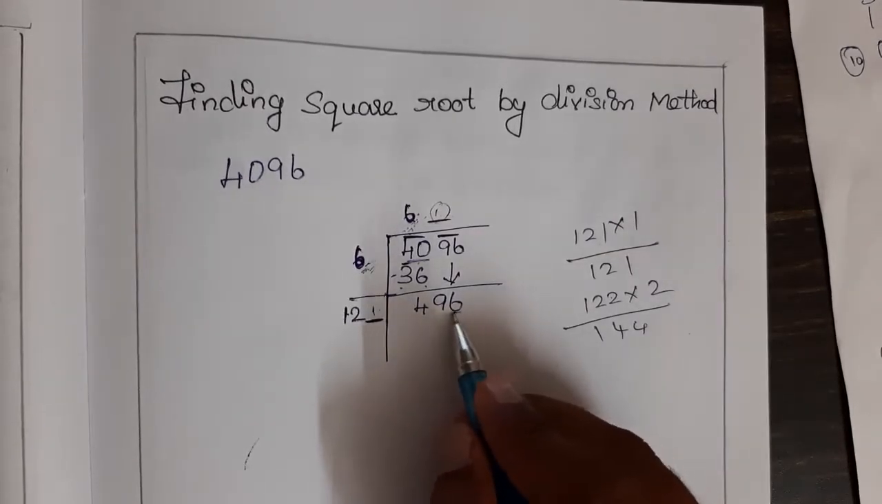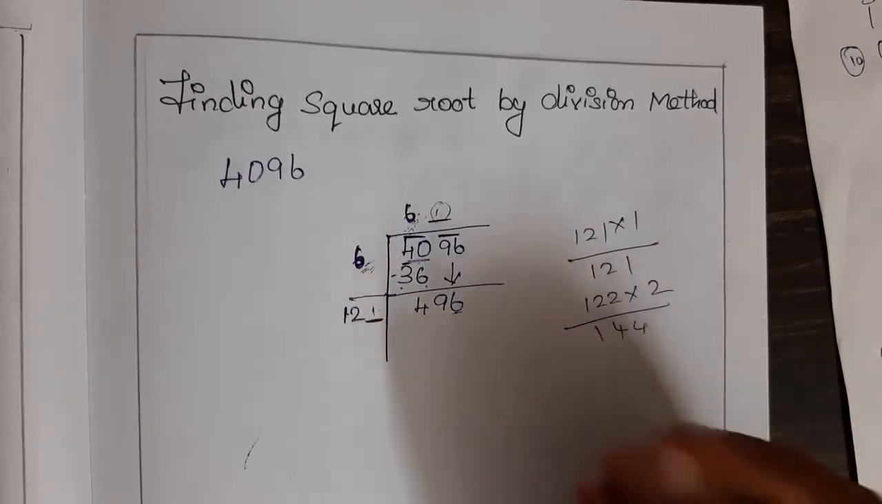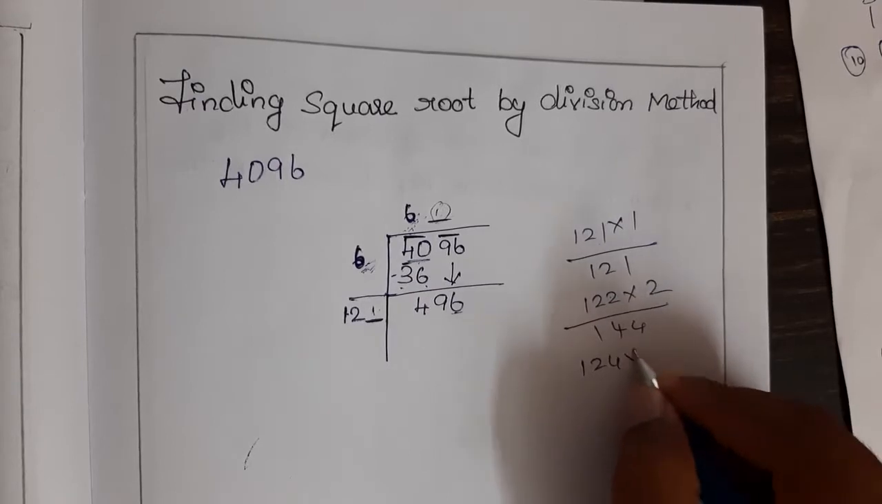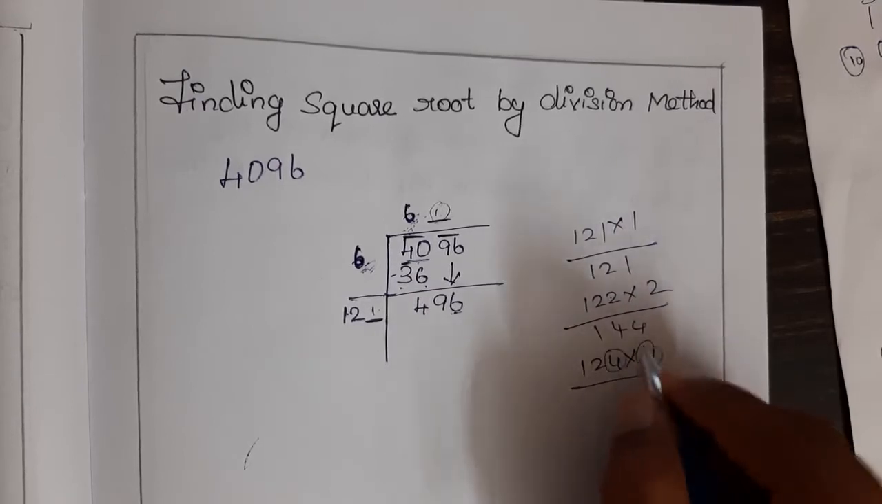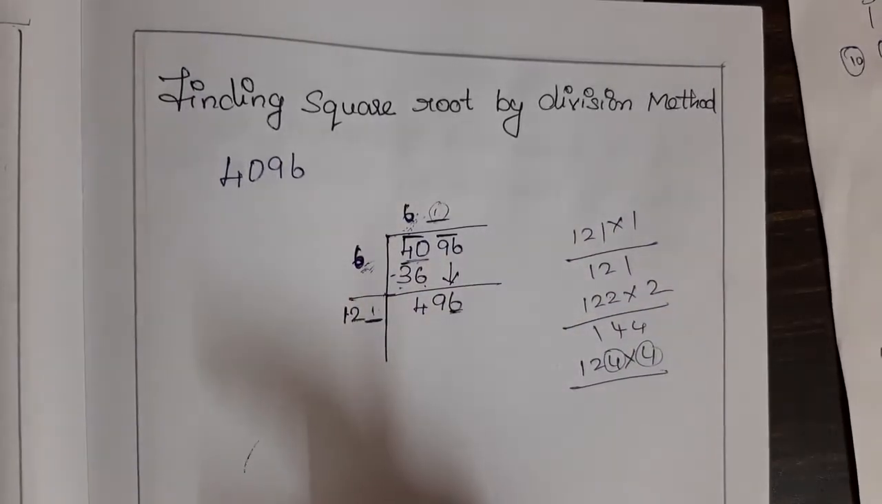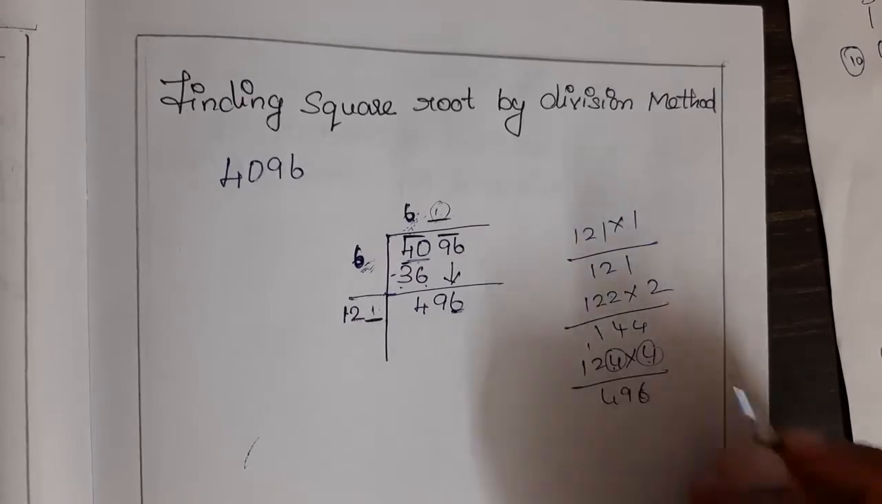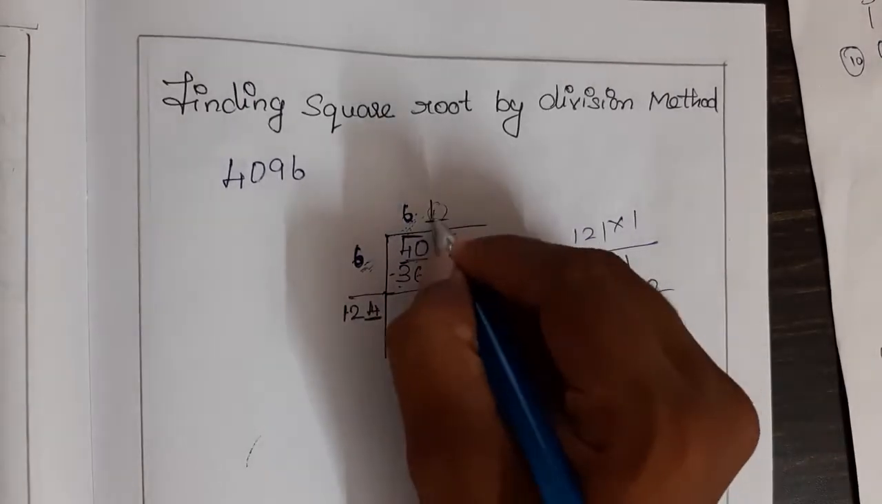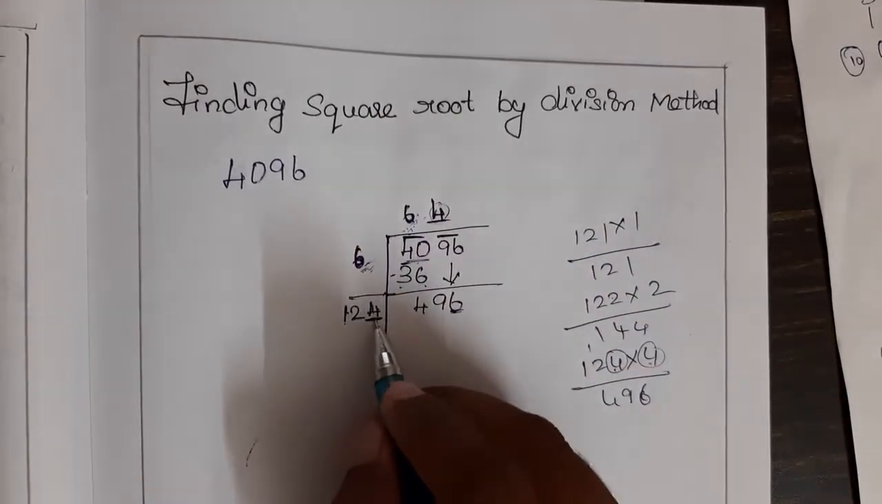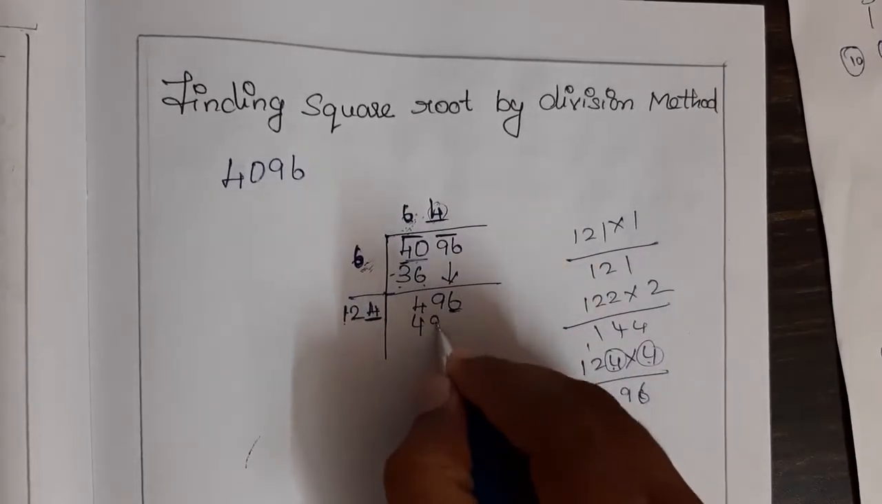I think here the digit is 4. So we can try with 4. We will get 124 into 4, right? Because 4 4s are 16. The ones place is 6. Remember the method we did in the first exercise. So 4 4s are 16, 4 2s are 8, plus 1 is 9, 4 1s are 4. So 496 we got, right? So both places should be the same. So 124 into 4 is 496.